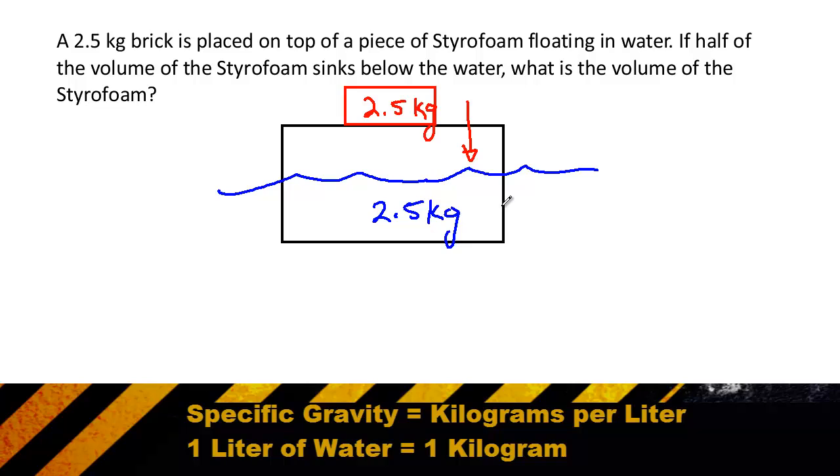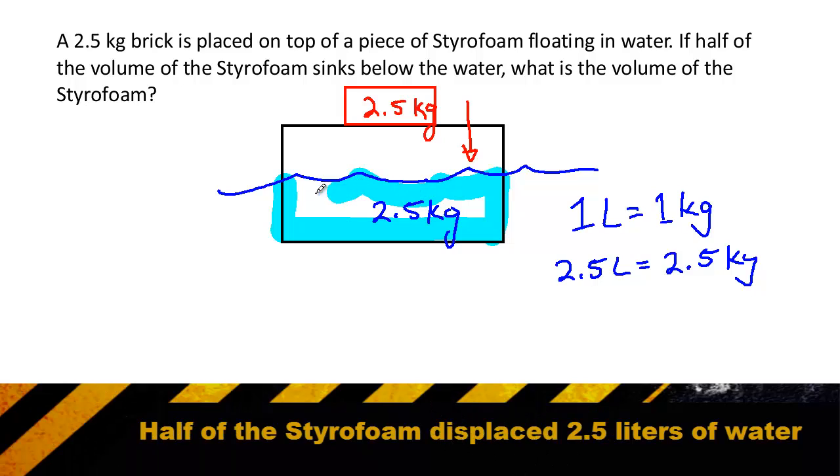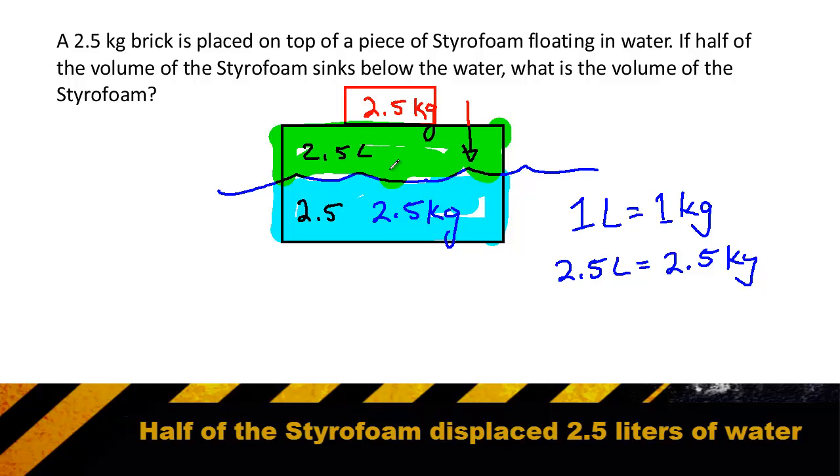Well, you've probably heard that water has a specific gravity of 1. What that means is that 1 liter of water weighs exactly 1 kilogram. So if we need to displace 2.5 kilograms of water, we're simply displacing 2.5 liters of water. So now we know that 2.5 liters are displaced by the styrofoam. But that's only half the styrofoam. We have half in the water and half out of the water. So that means we have 2.5 liters below the surface and 2.5 liters above the surface, which means the total volume of the block is 5 liters.